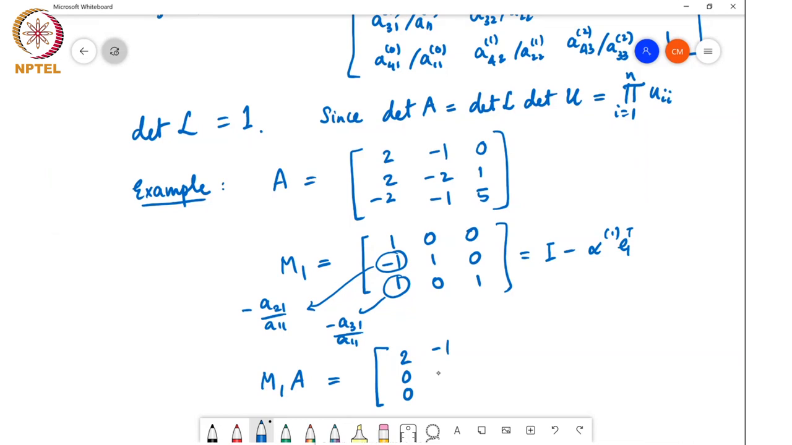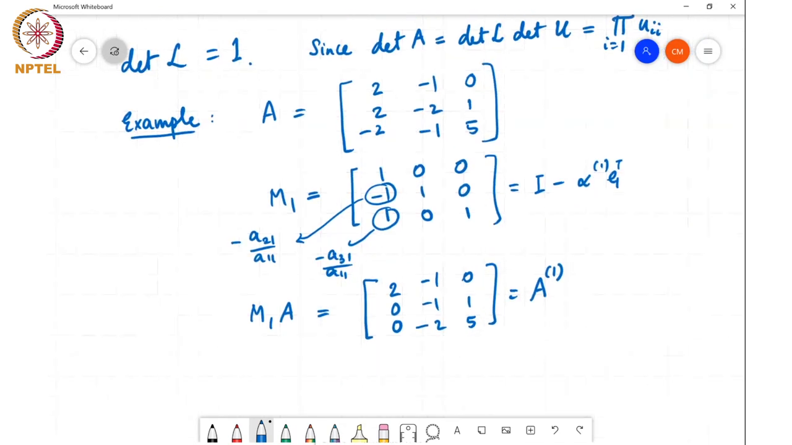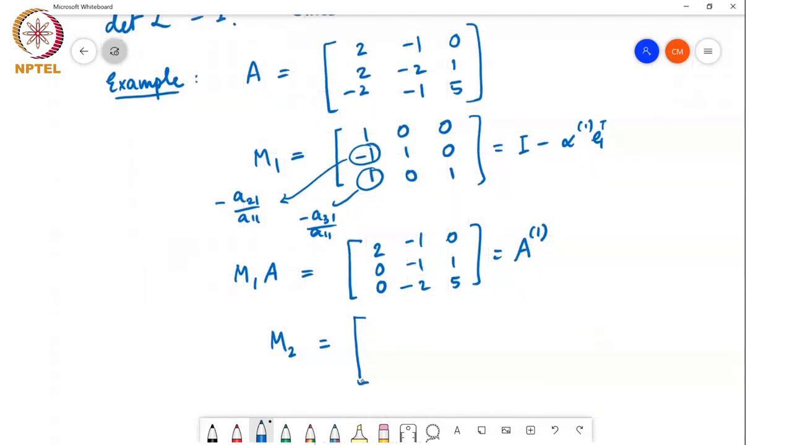And you get minus 1, minus 1, minus 2, 0, 1, and 5. And this is what we're going to call the matrix A1. Now, when you have this matrix A1, M2 is very easy. You can immediately write it by inspection. It's going to have non-zeros below the main diagonal of the second column. So only one entry here will be non-zero. And then you have the identity structure. So this is going to look like this.